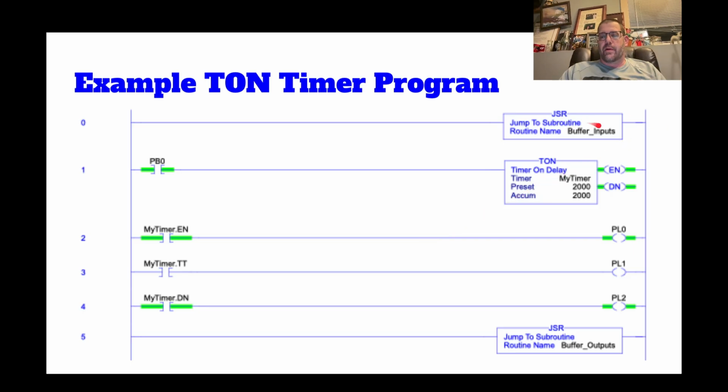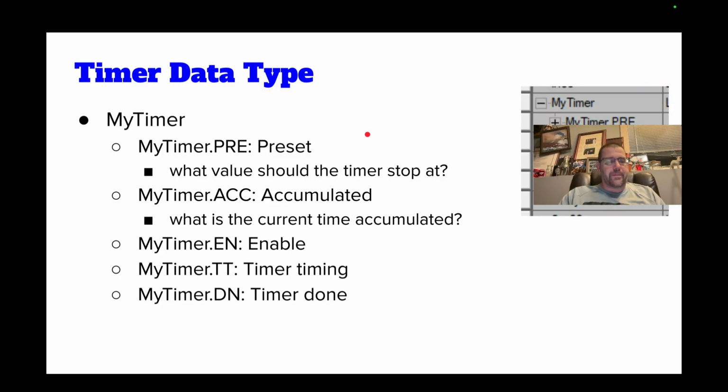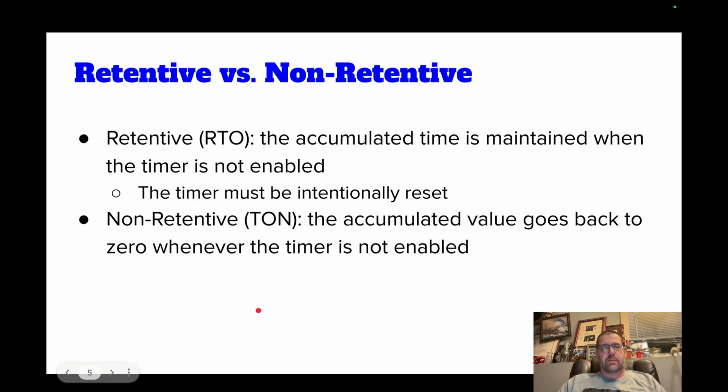This is an example. So I have my rung 0 buffer inputs JSR, my final rung buffer outputs JSR. I've got an enable switch that's going to get the timer started, and then I've got output signals: timer enabled, timer timing, timer done. So this is the timer data type that has two dints. One is the preset value, which is what value am I timing up to. And then I've got the accumulated value, meaning how many milliseconds have I currently timed. And then the enable bool, the timer timing bool, and the timer done bool.